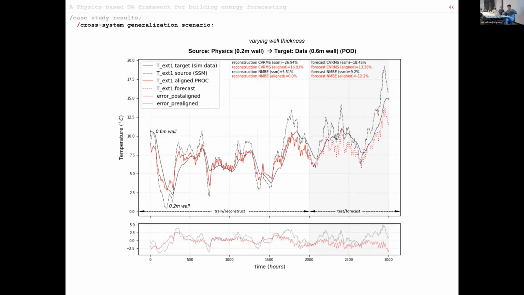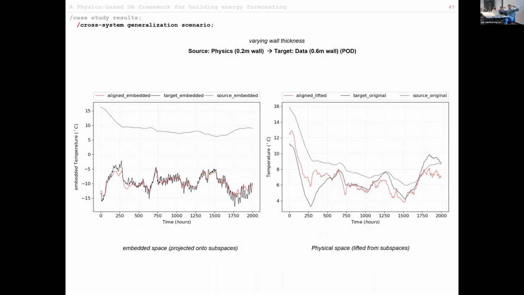Now, again, this doesn't always work. For certain cases, such as this one, we can see that it has trouble dealing with certain noise. When it goes from a noisy signal to a smoother signal, the alignment exhibits some issues. To investigate further, we can look at what's happening in the embedded space.